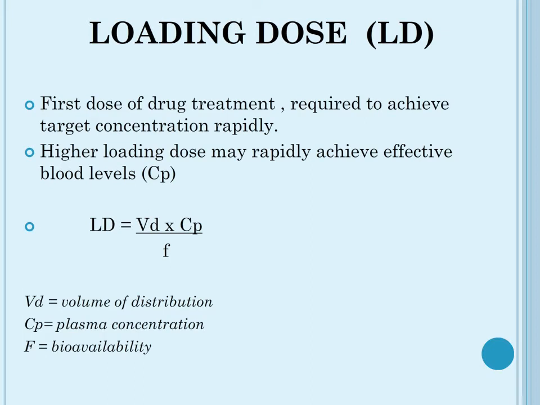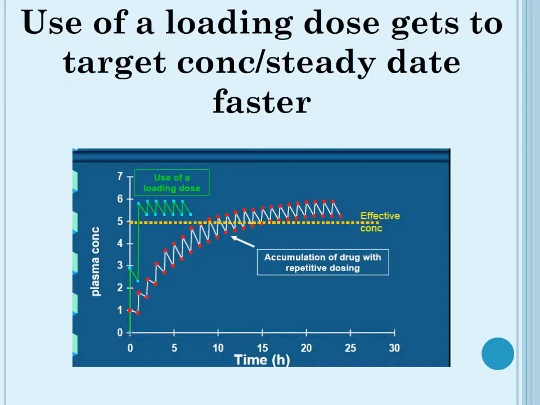The loading dose, which you will be dealing with quite often, basically means trying to reach a high concentration and trying to start steady state concentrations. The formula for loading dose is volume of distribution times the concentration in plasma divided by F, which is the bioavailability. If it is given intravenously, naturally, your bioavailability will be 100% and therefore F will be equal to 1.